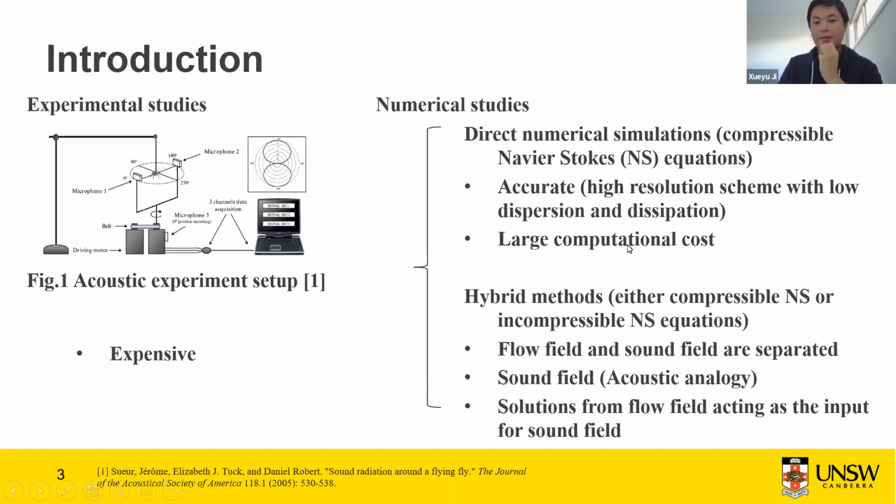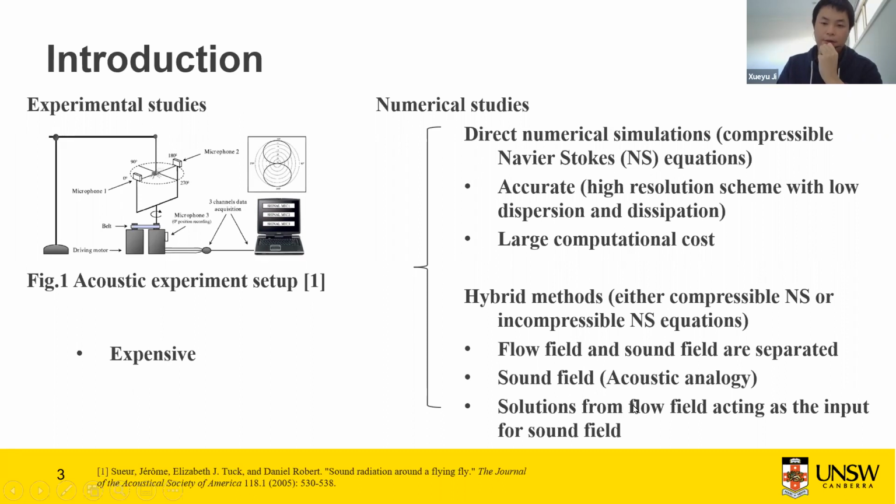so that we can get the accurate sound pressure fluctuation. For the hybrid method, you can use either the compressible NS equations or the incompressible NS equations. The flow field and sound field are separated, which means that they are independent. The sound field will not affect the flow field. And the sound field is usually solved by the acoustic analogy or some other method like linear Euler equations.